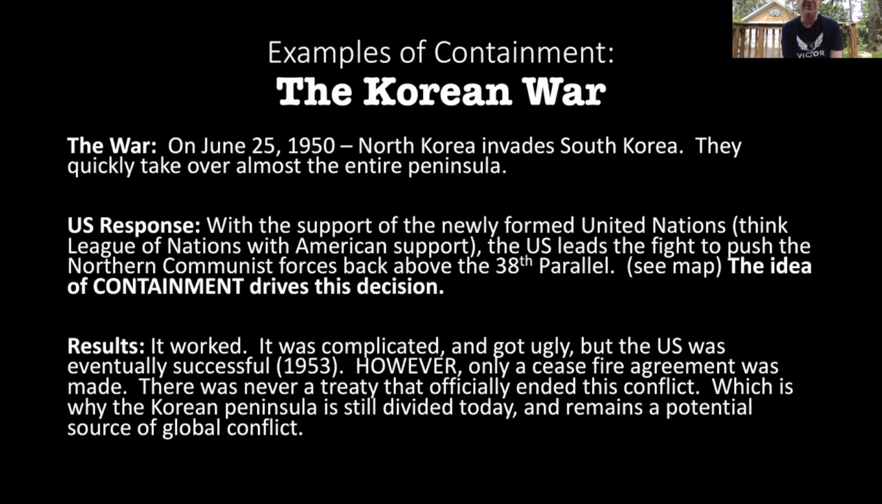So we are successful. So the question is, do we win the war? Yeah, we contained communism, but we never got rid of them in the North. So some people say this is a tie. Other people will say this is a loss.